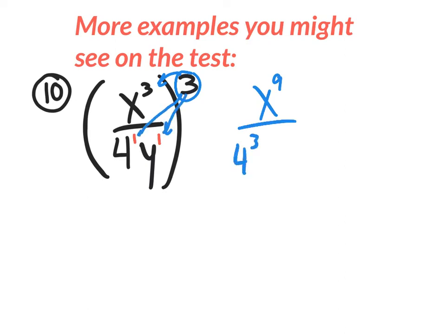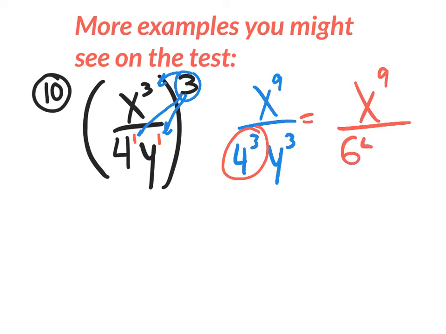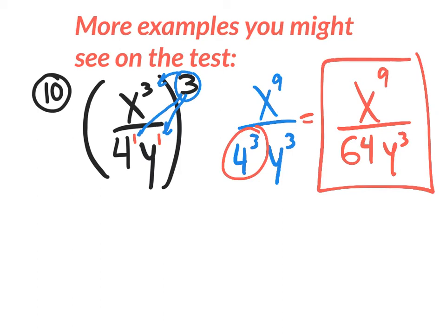And then down here, y to the 1 with the 3 is going to be y to the 3rd when you multiply them. And the only other thing you could do on this blue answer is the 4 to the 3rd. So your final answer will be x to the 9th over 4 to the 3rd, which is not 12. It's 4 times 4, which is 16, times 4, which is 64, y to the 3rd. So that's your final answer on number 10.